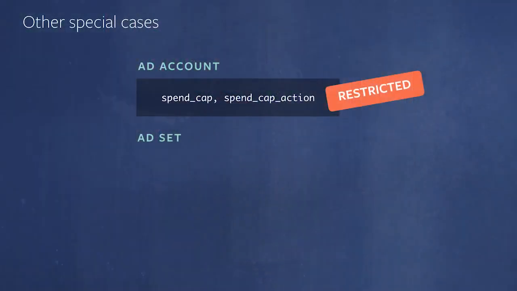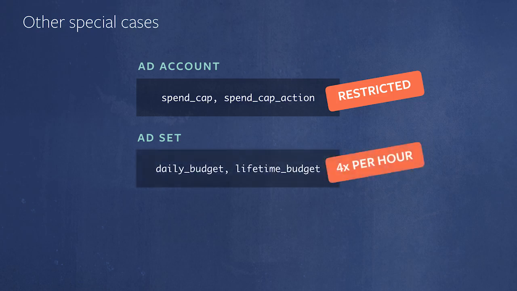And there are some other special cases that are worth calling out as well. So within the ad account, the spend cap and the spend action cap fields are restricted and do have their own number of requests that you can make or the number of changes that you can make in a day. For the ad set, the daily budget and lifetime budget can only be changed 4 times an hour. If you decide you want to change it more than that, you'll get locked out for an hour. And that's because we know that changes to this affect our pacing algorithms.